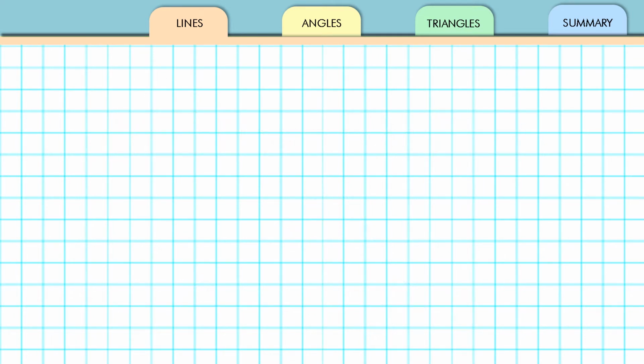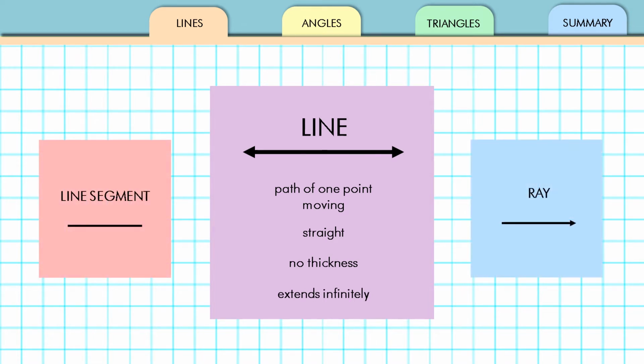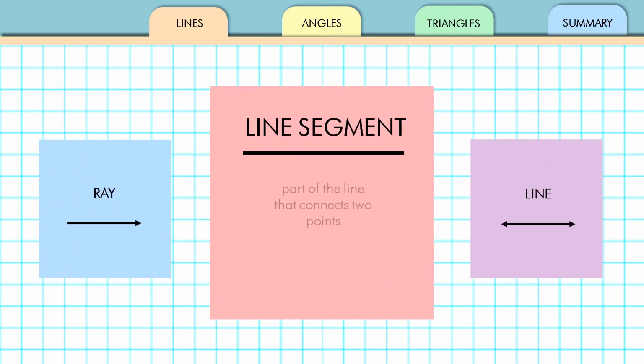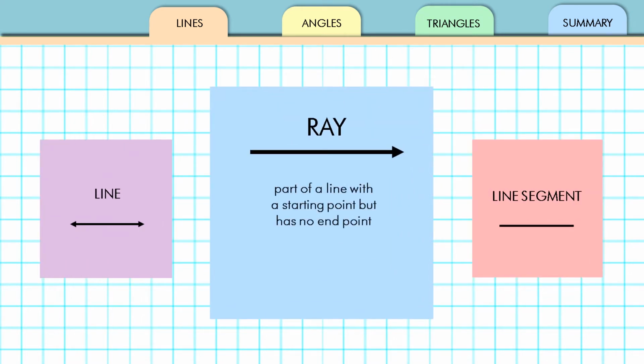Now let's start with the basics, and the first one in our list is the line. A line is a path of one point moving. It is straight, has no thickness, and extends infinitely. We also have line segments and rays, which are also types of lines. First off is the line segment. It is the part of the line that connects 2 points and has a distance. In contrast to the line segment, the ray is the part of the line with a start point but has no end point. It also extends infinitely in only one direction.